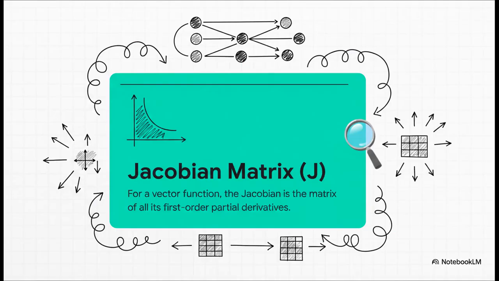Okay, now things get really interesting when we zoom in from that single final loss value and start looking at what's happening between the layers of a neural network. That's where the Jacobian matrix enters the picture. Think of it as a generalization of the gradient. It's for functions that don't just spit out one number, but take in a vector and output a whole new vector. It tells us how every single output element wiggles when we nudge each input element.